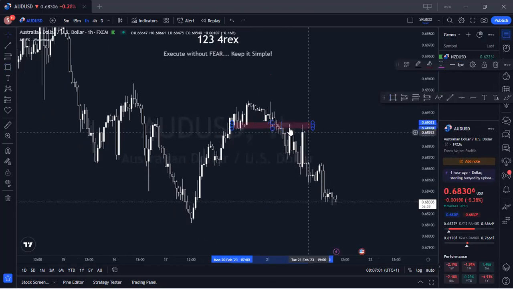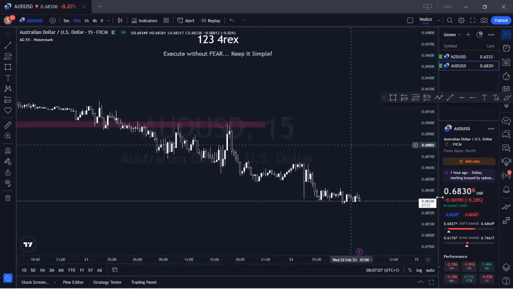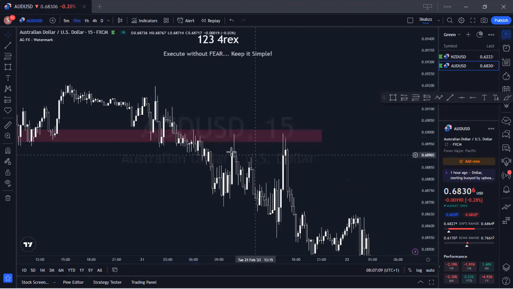The thing now with AUDUSD is that I didn't actually take any of them. I did not have any entry criteria on the lower time frame. This first one actually had an entry criteria, but I think I missed it, so I did not take this one. Even the second one happened late in the day, so I did not actually take this one too.